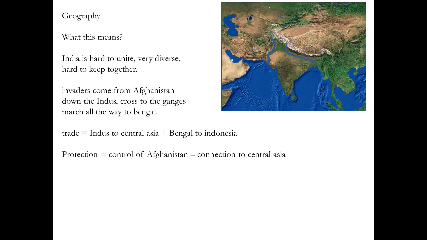So what does this geography mean? It means India is hard to unite. It's very diverse because since it's hard to unite, cultures naturally develop. And so India will have many different languages, many different cultures, many different gods and religions. Invaders are going to come from what we now call Afghanistan, down the Indus, cross over to the Ganges, and march all the way to Bengal. And we will see this again and again and again. If you took my 101 class, we saw this back then. Trade is either going to come down the Indus from Central Asia, or to Bengal from Indonesia.